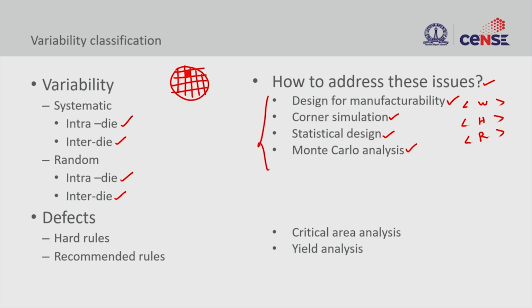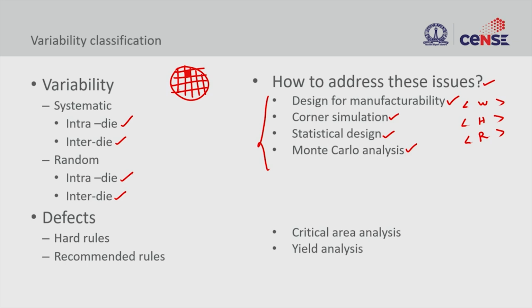And the next thing is defects. Variability is slightly different from defects. Defects can originate from hard rules. That means if you have violated a design rule, then it becomes a defect. And also there are a few recommended rules which may or may not be affecting your performance, but this is also a defect in a conventional sense.